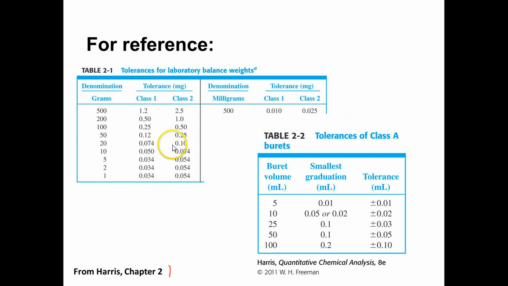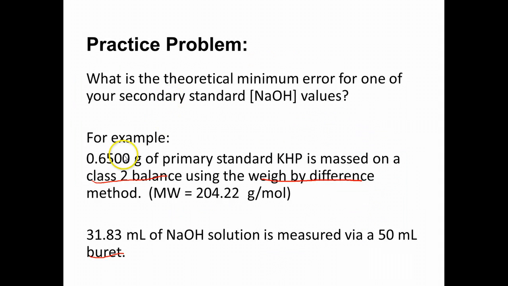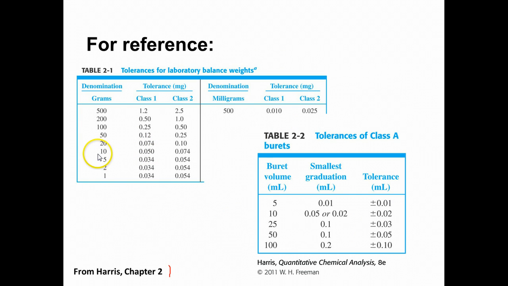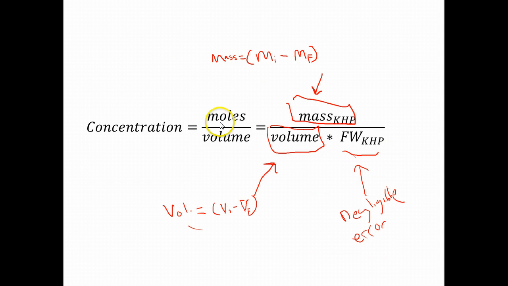And which one are we going to do here? Our tolerance is, since we're measuring out 0.65 grams, I should mention that we're using a 10-gram balance, and the tolerance here is 0.074. If we want to determine this error, what we have is an initial and a final, so that's an addition subtraction process. And so the error from mass.